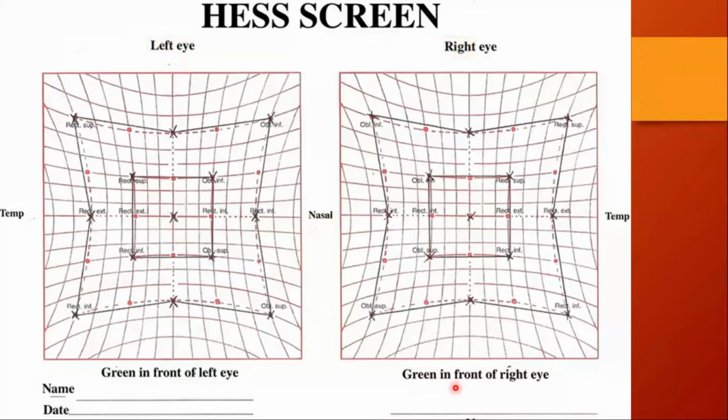So as Dr. Haska said, the green is always in front of the charting eye. So the green in front of the right eye means this is a chart of the right eye. But said the other way, the green in front of the right eye means the red filter is in front of the left eye, so the left eye is fixating. So we always chart the non-fixating eye.